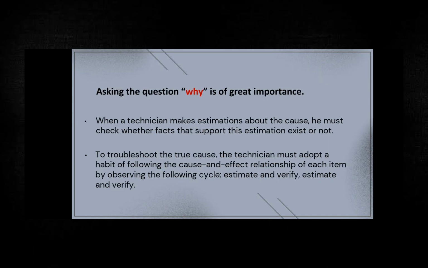Slide 3. Asking the question, why is of great importance? First bullet. When a technician makes an estimation about the cost, he must check whether facts that support this estimation exist or not. Second bullet. To troubleshoot the true cause, the technician must adopt a habit of following the cause and effort relationship of each item by observing the following cycle: estimate and verify, estimate and verify.